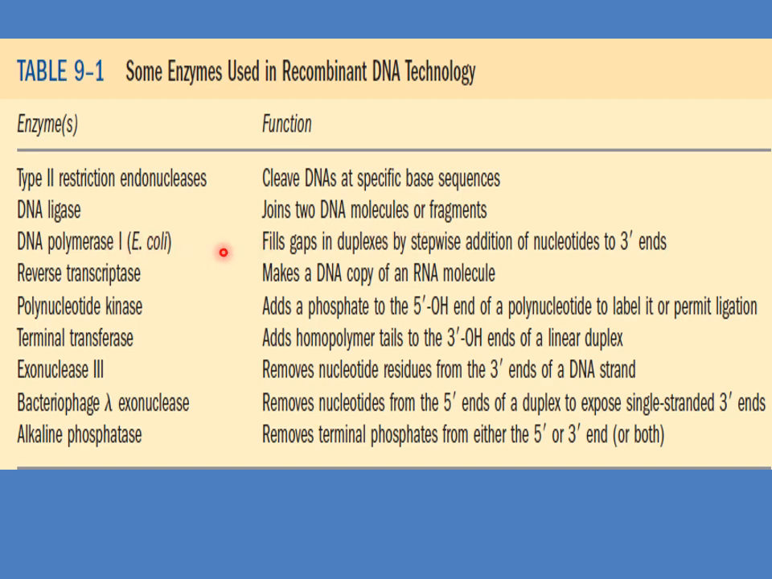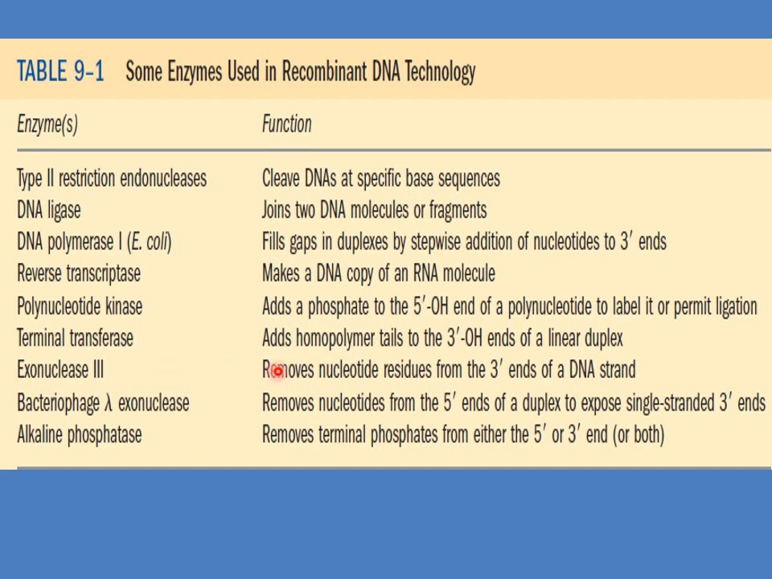DNA polymerase 1 fills gaps in duplexes by stepwise addition of nucleotides at 3' ends. Reverse transcriptase makes a DNA copy of an RNA molecule. Polynucleotide kinase adds a phosphate to the 5' end of a polynucleotide to label it or permit ligation. Terminal transferase adds homopolymer tails to the 3' ends of a linear duplex.